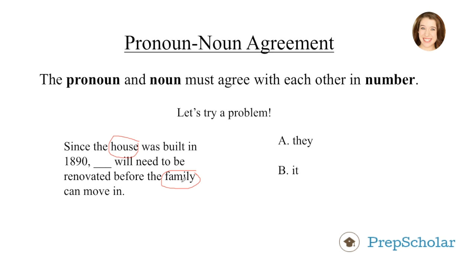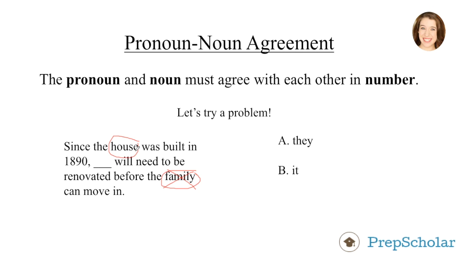The family probably doesn't need to be renovated before the family can move in. That would be pretty weird. So we can say this is not the noun that's being replaced. But this would make sense, right? Since the house was built in 1890, the house is the thing that will need to be renovated before they can move in, because 1890 was kind of a long time ago. You would probably need new sinks or something. Probably more than new sinks, but I digress. So, since the house was built in 1890, it or they will need to be renovated.